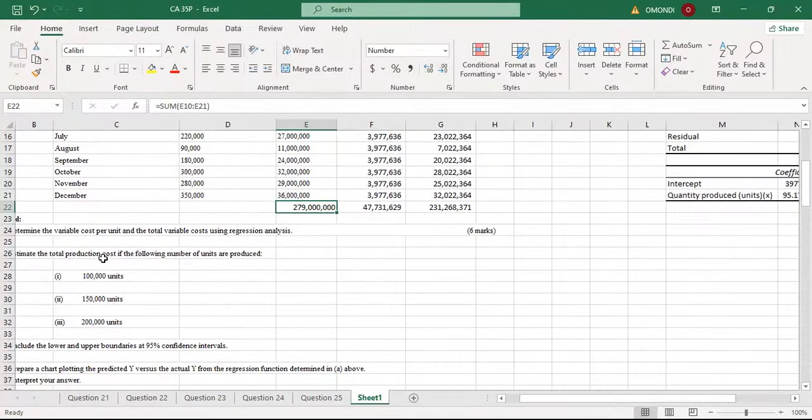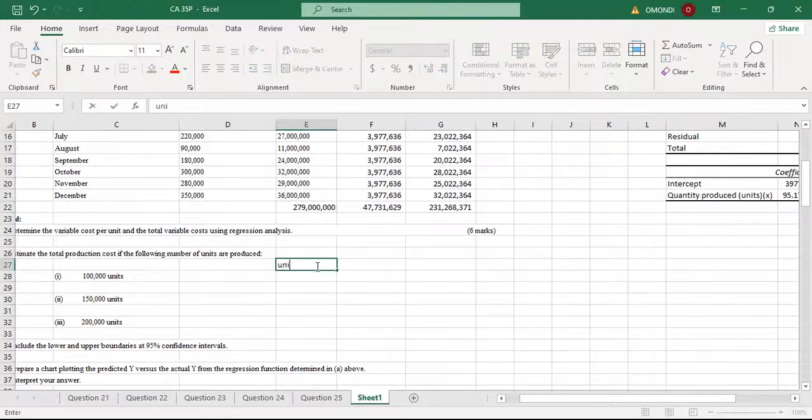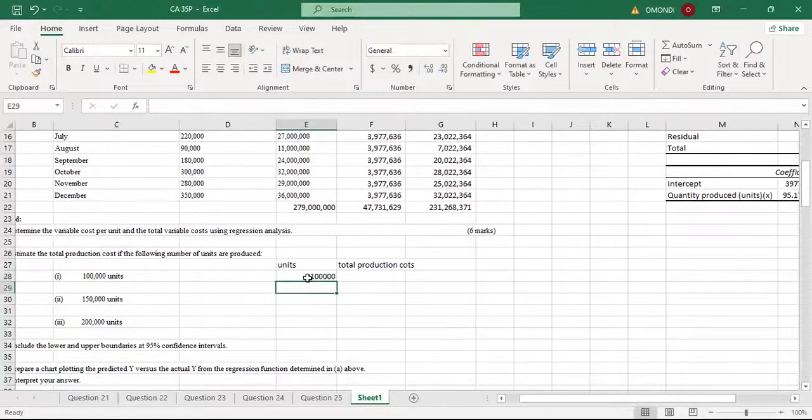Estimate the total production costs if the following number of units are produced. We now have the units. Then you want to get total production costs. Units we have been given, they are this one here, that is 100,000. We have 150,000, and then we have 200,000.